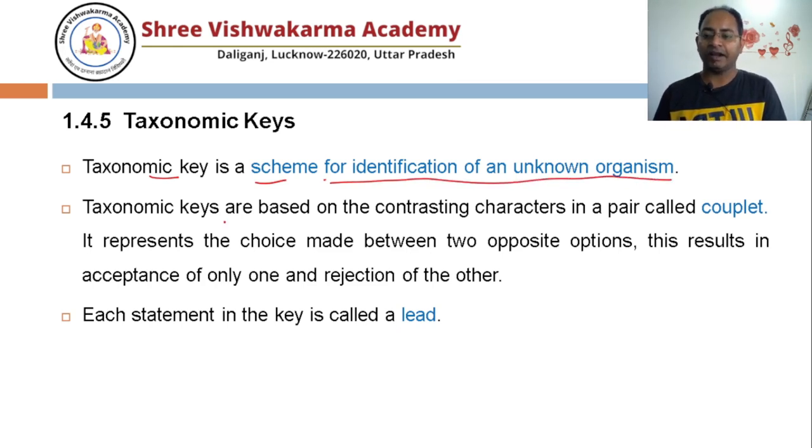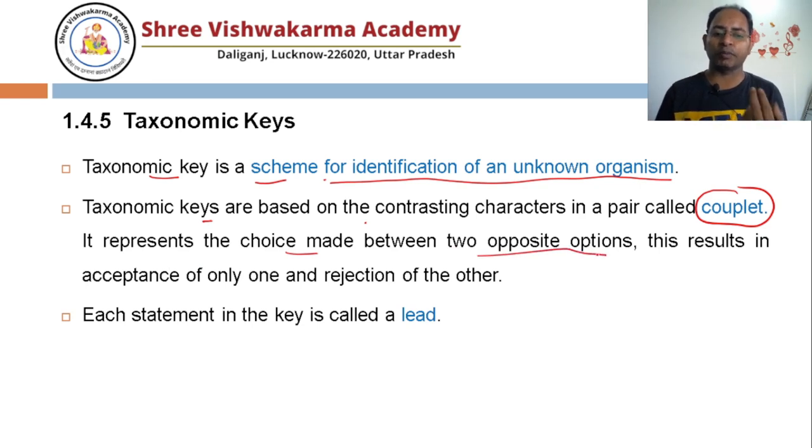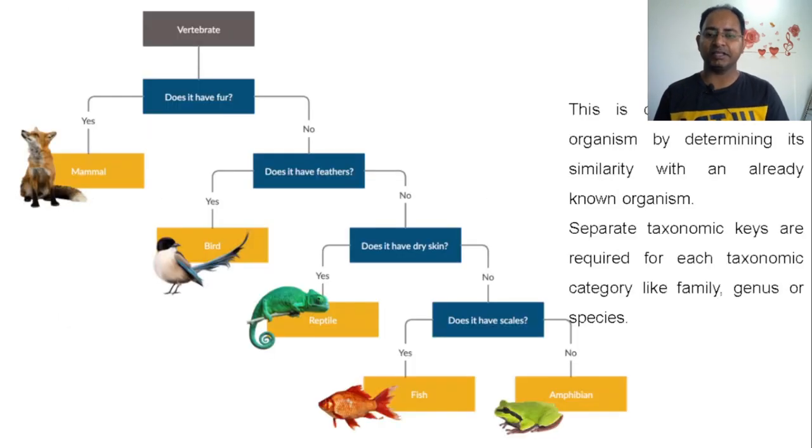Taxonomic keys are based on contrasting characters in a pair that is known as couplet. So taxonomic keys are always in what? Contrasting character. I'll give you the example. It represents the choice made between two opposite options. If you have been given two opposite options, obviously one you have to accept and another you can reject. And each statement in the key is called the lead. Let's understand by the example.